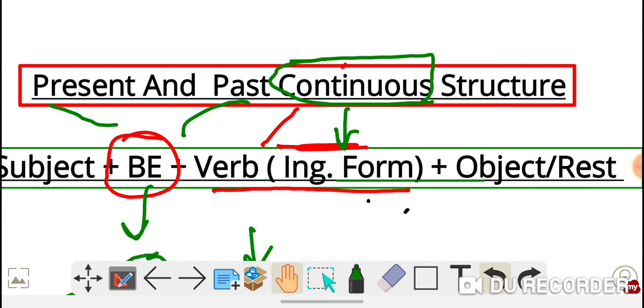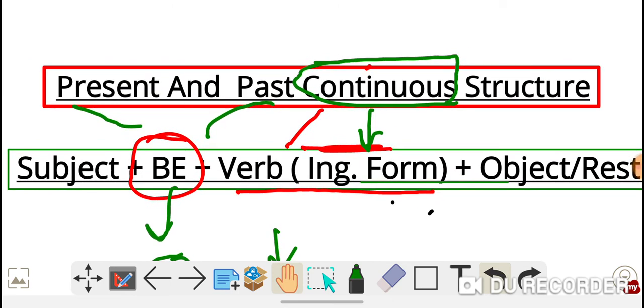Now I am coming to the structure: present and past continuous structure. Subject, be verb, ing form of the verb, object and the rest. The ing form of the verb shows the action is continuing.